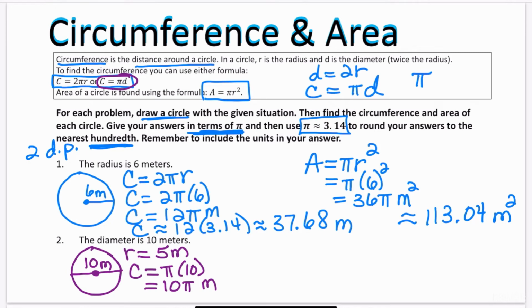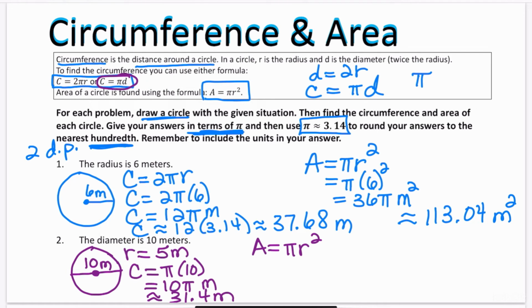Or if I multiply 3.14 times 10, then that means that my answer is approximately 31.4 meters. If I want to find the area, it is pi radius squared.